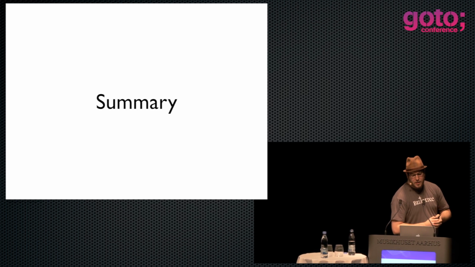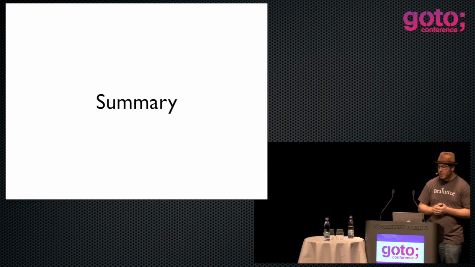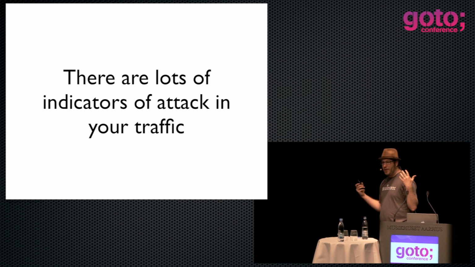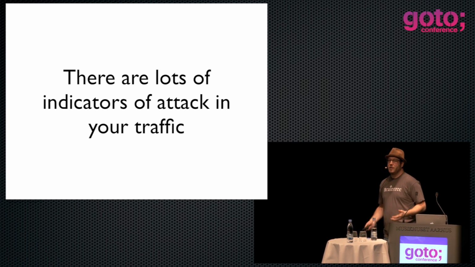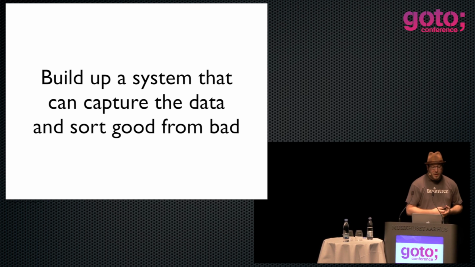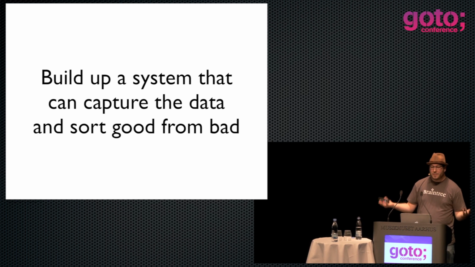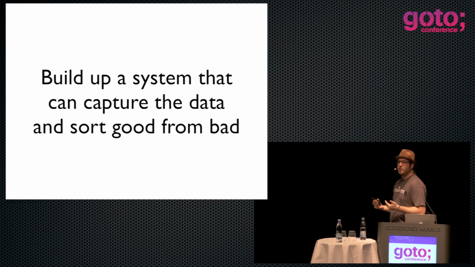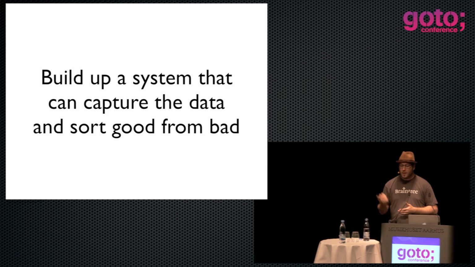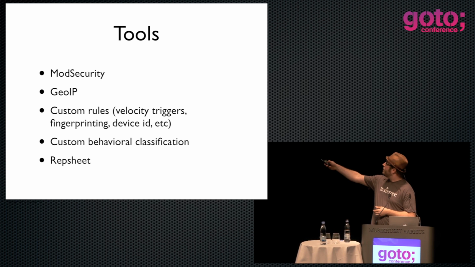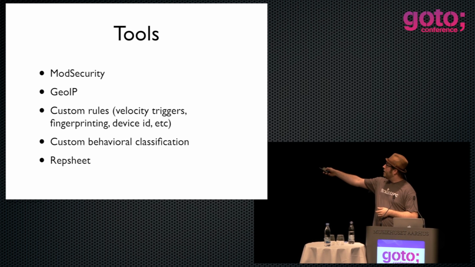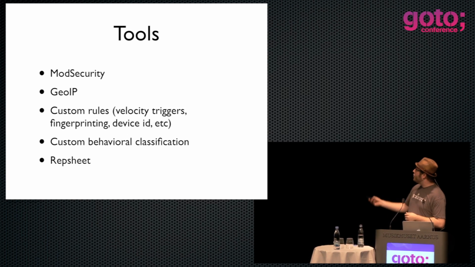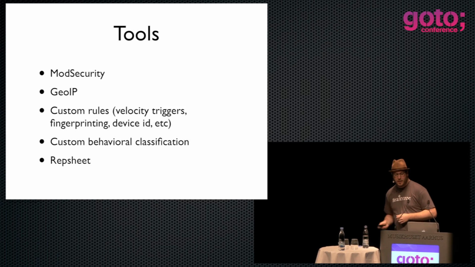So summary is simple. There are lots of indicators of attack. They're everywhere. And the data isn't data you have to fabricate. It's in every request. It's a matter of how you look at it. You want to build up a system that can capture the data and sort the good from the bad. Understanding what's going on is of critical importance to being able to protect yourself from attacks. The tools we covered are mod security, GeoIP, generically, the custom rules, the way your business works, behavioral classification, and finally RepSheet.